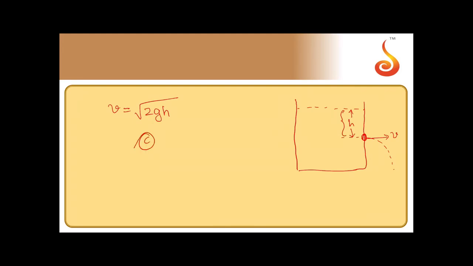So the situation is, there is a tank and in the tank there is a hole. So water level above this is at a height h. So water is coming out of this. So with what velocity it comes out? So this is a direct formula. Velocity of efflux is given by root of 2gh. So this is h. That is option C.